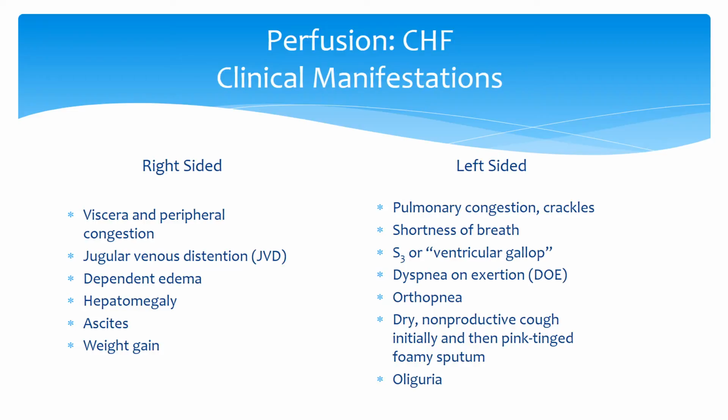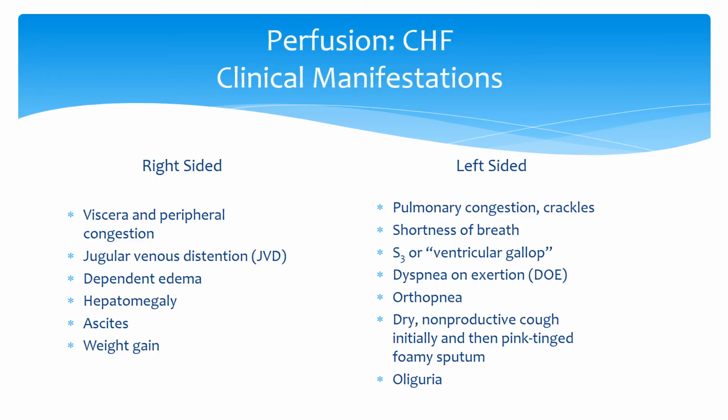A lot of times what we're going to see is systemic signs and symptoms. So if you see here, you'll see peripheral congestion, you'll see JVD, which is jugular vein distension. That's where we're close to the carotid artery right there.